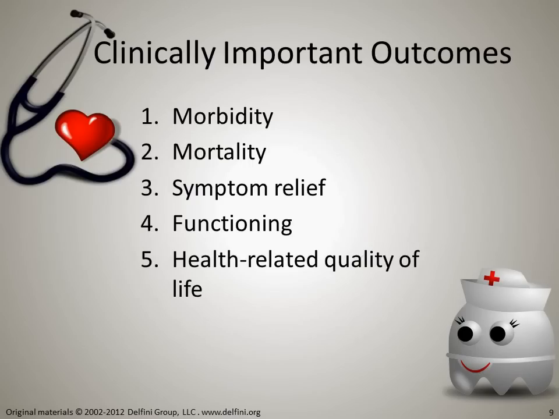Let us focus for a minute on clinically important outcomes. There are 5, and these are useful to memorize. The clinically important outcomes are morbidity, mortality, symptom relief, functioning, which could be mental, emotional, or physical, and health-related quality of life. These are important enough to repeat with me and periodically review until they're second nature to you. Morbidity, mortality, symptom relief, functioning, and health-related quality of life.